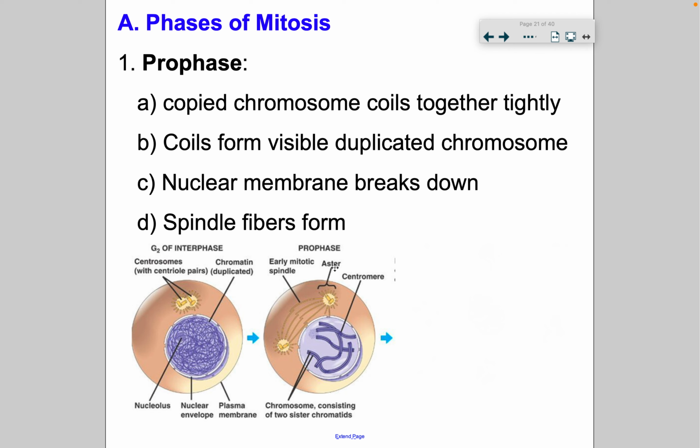So you can actually see these duplicated chromosomes in a microscope. Some other things that happen in prophase is that the nuclear envelope or nuclear membrane that makes up the nucleus starts to break down. So you can kind of see that they are making it kind of dash-like. It's going to break down.